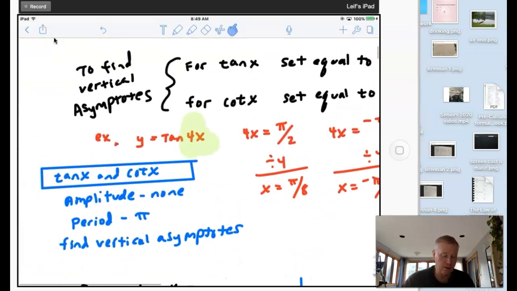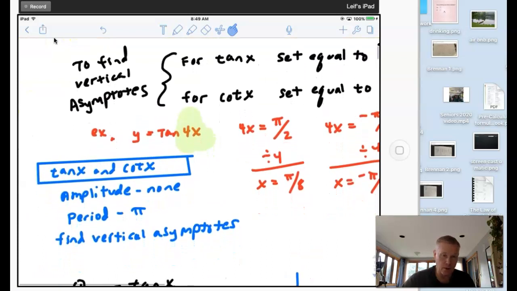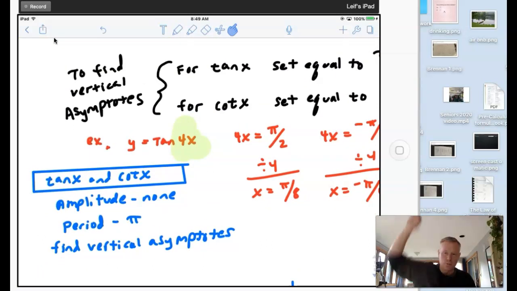For tangent and cotangent, there's no amplitude, because these are actually going to be vertical curves. Amplitude, remember, is how high and low the curve goes for sine and cosine. The period is going to be pi. We're going to be looking at that, and we have to find the vertical asymptotes.